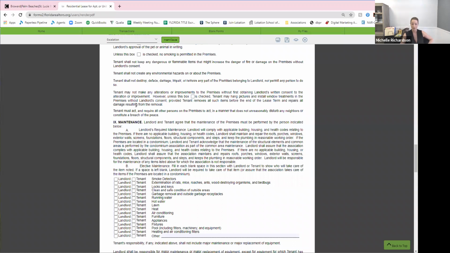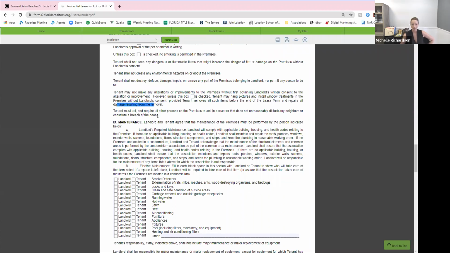Tenant may not make any alterations or improvements to the premises without first obtaining the landlord's written consent to the alteration or improvement. However, unless this box is checked, tenant may hang pictures and install window treatments in the premises without landlord's consent, provided tenants remove all such items before the end of the lease term and repair all damages resulting from the removal. So if they put up pictures or blinds themselves, and they remove them, they must repair the damages and the holes and stuff like that. That's what it's stating here.